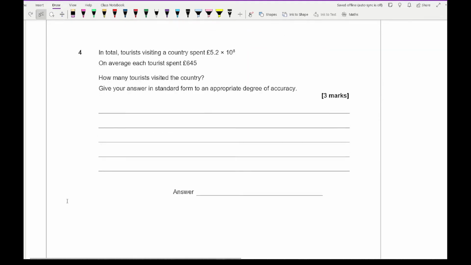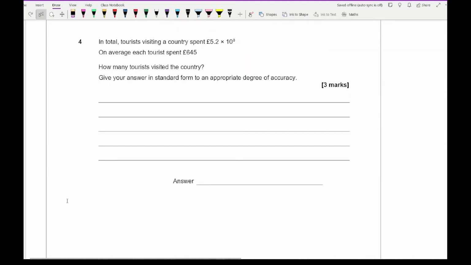Question 4 then says, in total, tourists visiting a country spent 5.2 times 10 to the power 8 pounds. On average, each tourist spent 645. How many tourists visited the country? Give your answer in standard form to an appropriate degree of accuracy.